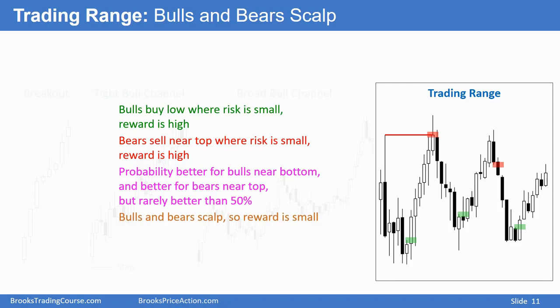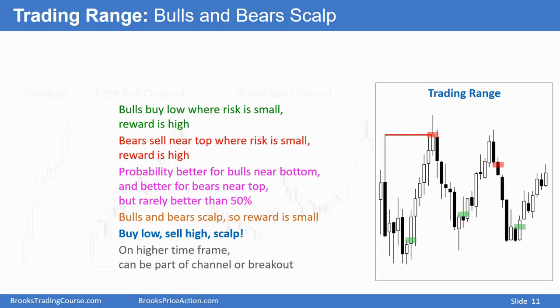Both the bulls and bears are scalping because they know the reward is small, and that's how you should trade it. So you want to be buying low, selling high, and taking quick profits. Again, on a higher time frame chart, it can be part of a bull channel, part of a breakout, but on this time frame, it's a trading range, and you buy low, sell high, and scalp.